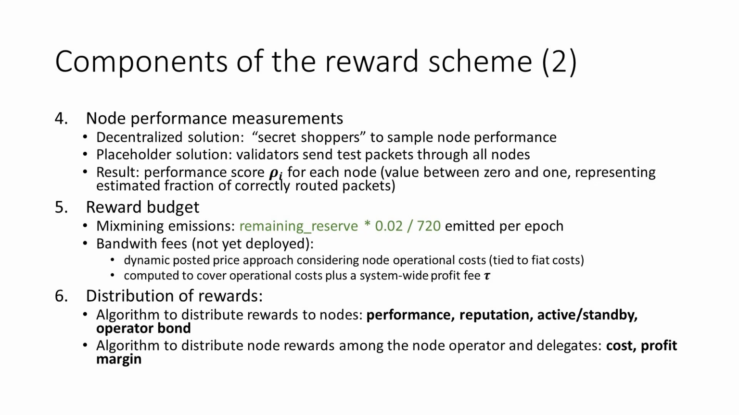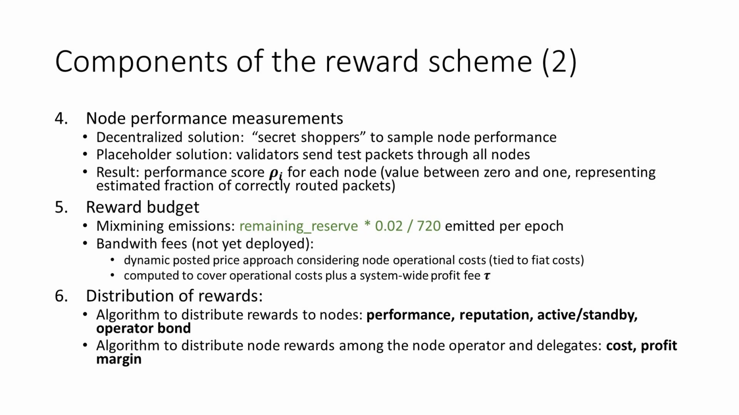We have a budget that we want to allocate to these nodes, and this budget is currently coming from mixnet mining emissions because we don't have input from fees. They are not yet deployed, okay? Once we have income from fees, we also have ideas on how to set the price, which is basically tied to fiat costs. So it's basically the costs of the mix nodes to guarantee that they can cover operations, plus a profit fee on top for the full network, to determine how much over the operational cost is the price of the service. But we'll get to that later in the project.